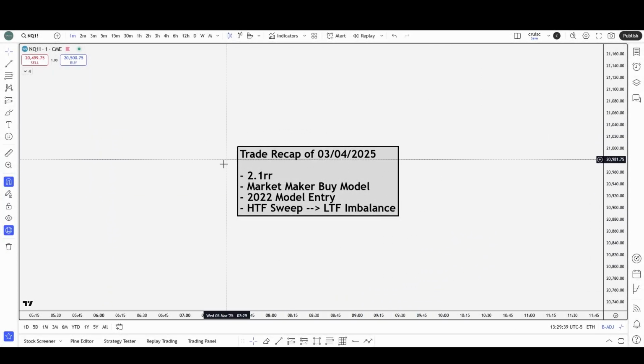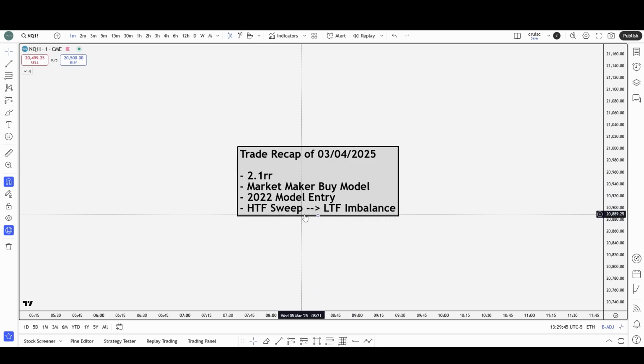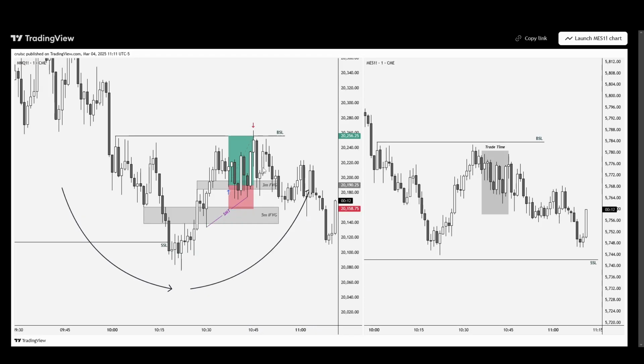Cruisc here, and today I'm going to be going over the trade recap for March 4th, 2025. It's a 2.1 RR. It's a market maker buy model, as well as a 2022 model entry, and it was taken off of a high time frame sweep into a low time frame imbalance. This is actually the trade I ended up taking.